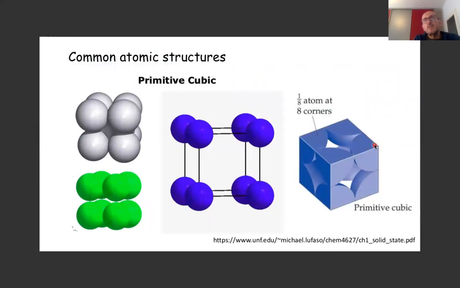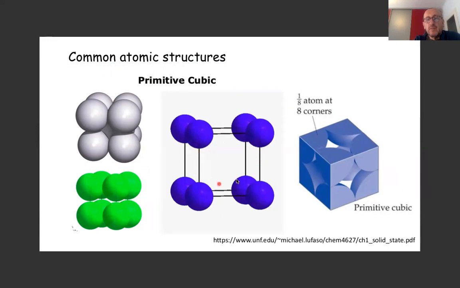These are the common atomic structures that materials have. This is a primitive cubic. Okay, so this is not a very efficient one. Actually, there's only one element in the periodic table that has this structure, and it's polonium. And how does it happen? Well, you have a cube, and you have one atom in each vertex of the cube.